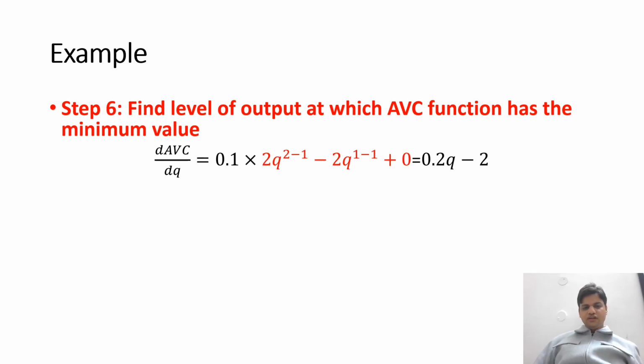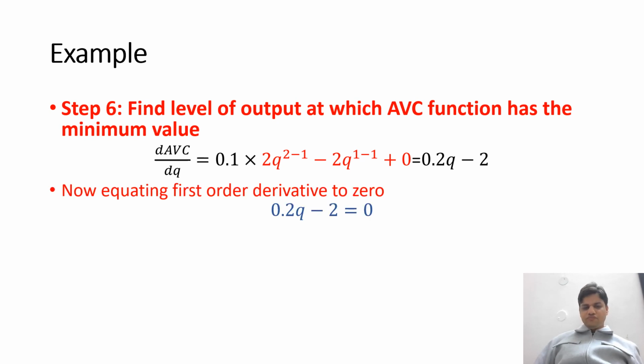Now going further, whenever you find the first order derivative, equate it with 0. So 0.2q minus 2 is equated to 0. So 0.2q is equal to 2. So q is equal to 10.